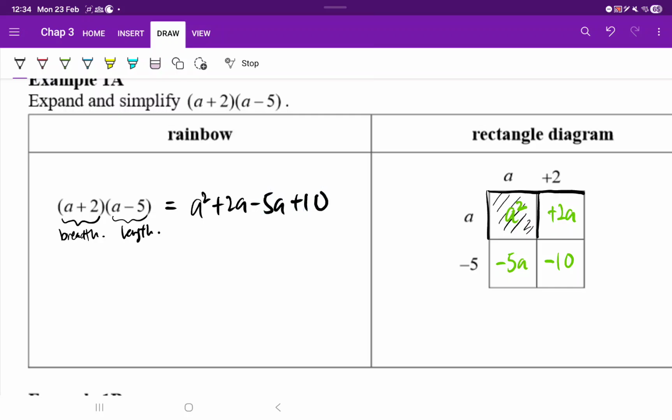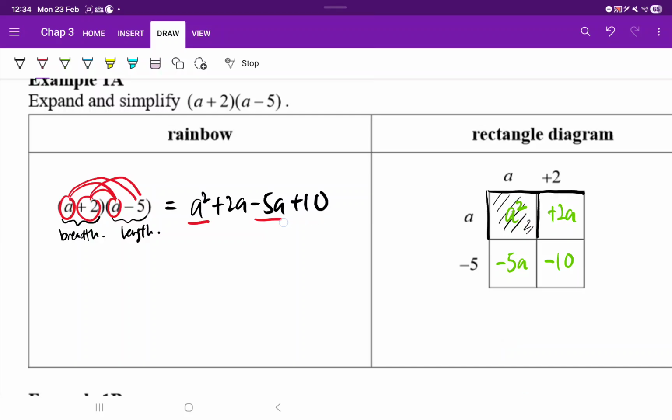Even if you didn't use the rectangle, you can just use the rainbow, right? So I can show you the rainbows. A and A, that's your first rainbow, that's why you got A squared. The second rainbow is the 2 and the A. So what am I doing? I'm going from the first bracket, the first item times the first item, second item times the first item. Then I go back, first item times the second item. So A times 5, which is minus 5, and then A, and then finally 2 times minus 5, which is plus 10.